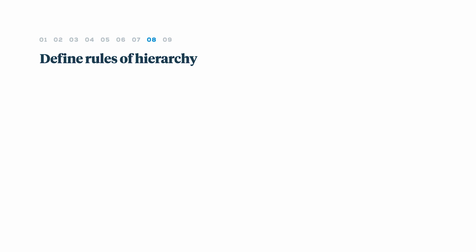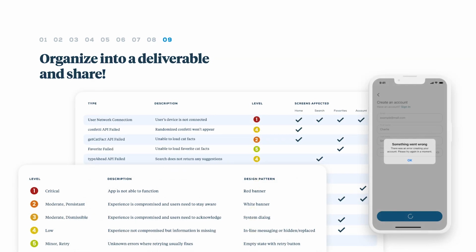Step 8, define rules of hierarchy. A question that will be asked by your team: what happens if error A happens along with error B? Try to create clear rules using your classification system as a guide. For example, if level 1 happens with a level 3, level 1 will always take precedence. This will save you time since you do not need to individually make rules for each and every error state combination. It's also helpful to mock up examples of common simultaneously failing error states, so your team will have a visual reference. And step 9, organize your deliverable and share.